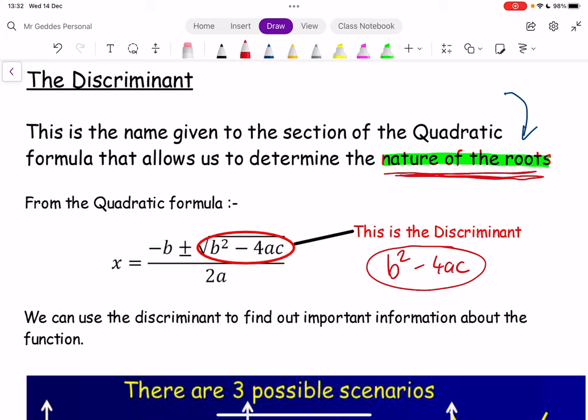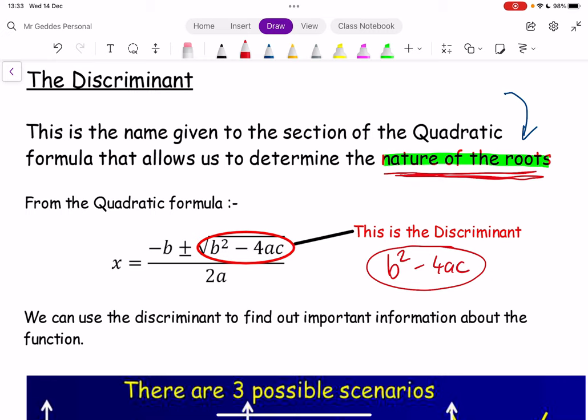Any ideas what you think nature of roots might be? We know what roots are. Normally they go across the x-axis where the parabola crosses. There's three different scenarios that can happen. I'll show you them in a wee second. The discriminant just tells us about them. So we don't need to graph anything, we don't need to plot anything, we don't do any of that stuff. We just use the discriminant to tell us.